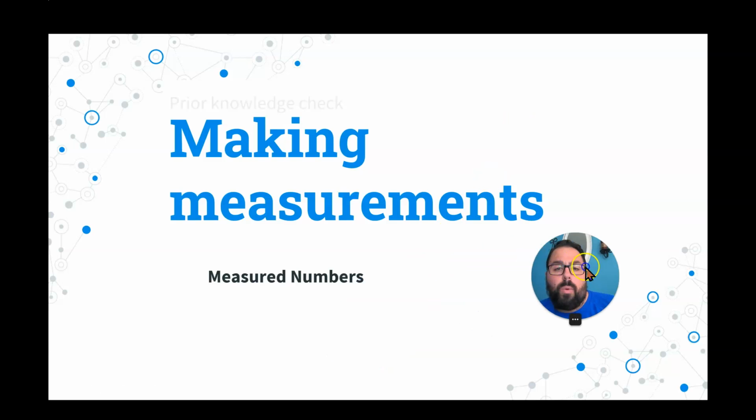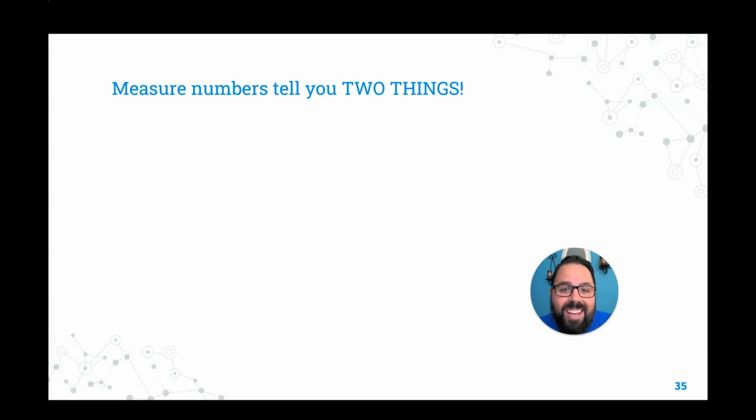So we're going to look at making measurements and those measured numbers again. These are those things that you needed to know. We already said measured numbers come from measurements. So if you ask the question, aren't all numbers measured? That's not necessarily the whole story.